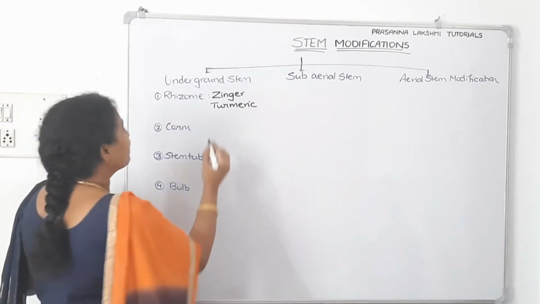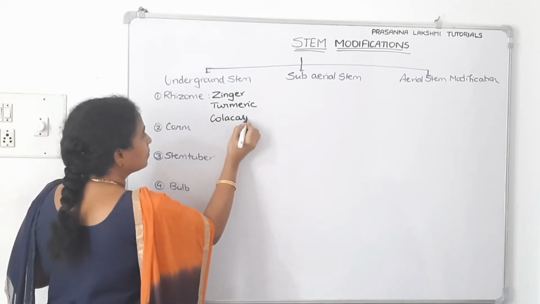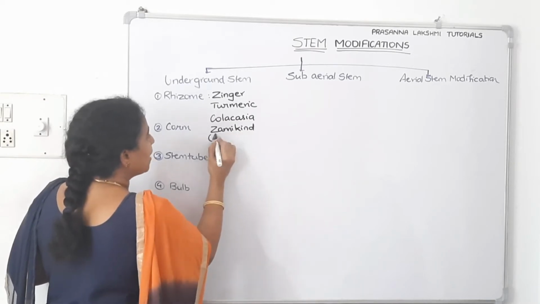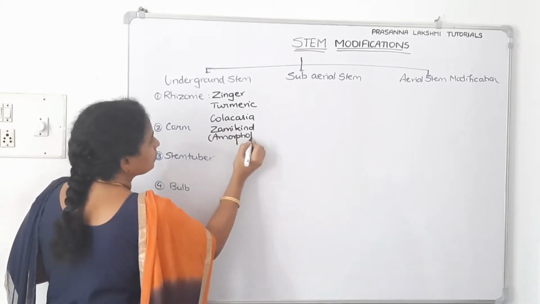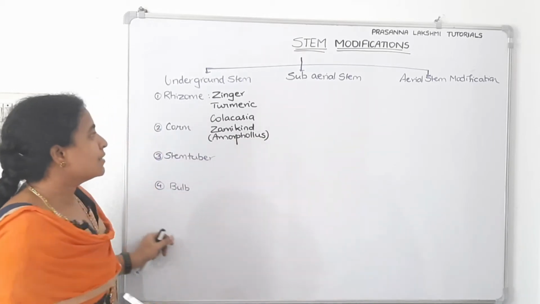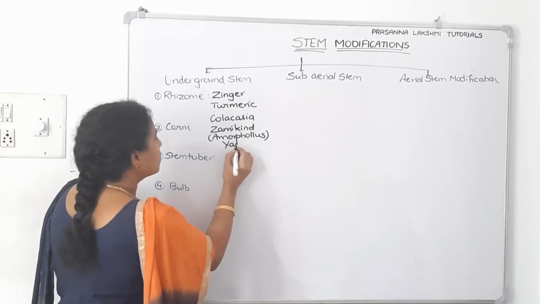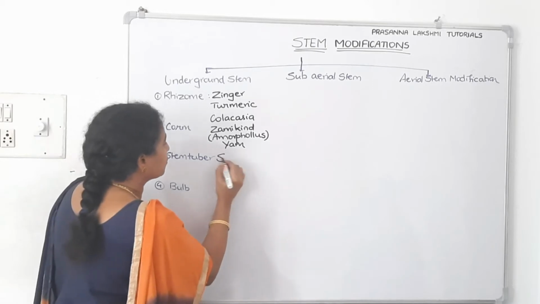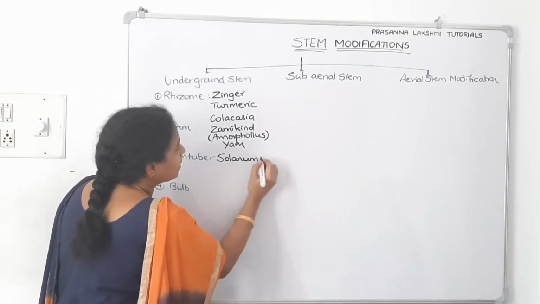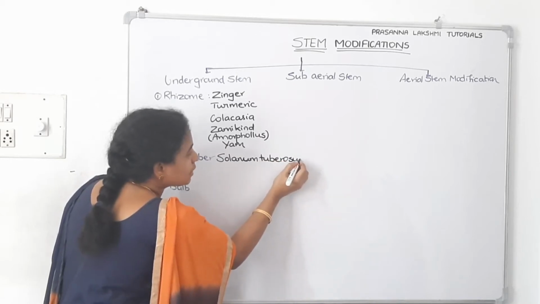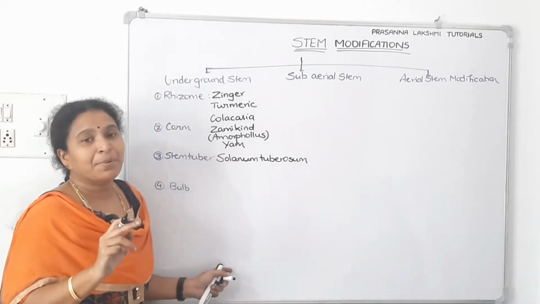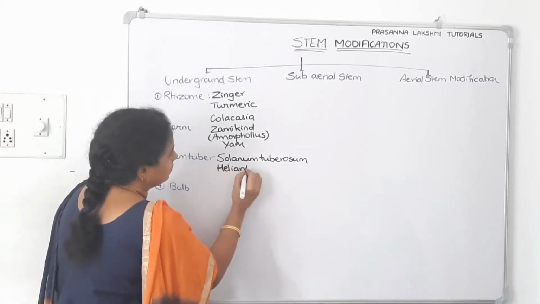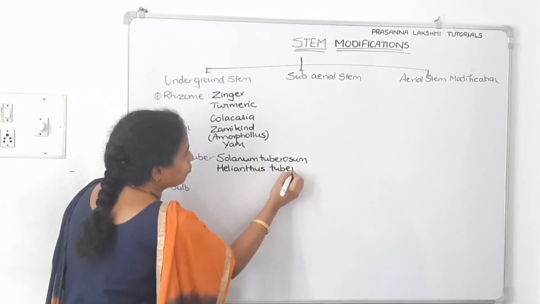For corm, we have colocasia and we have Zamicant, which is also called Amorphophilus. So colocasia, Zamicant, yam, these are examples for corm. And for stem tuber, what are the examples? For stem tuber, we have potato, which is called Solanum tuberosum. So children, Solanum tuberosum means it is potato, right? And one more example is there, that is called Helianthus tuberosum, which is also an example for stem tuber.